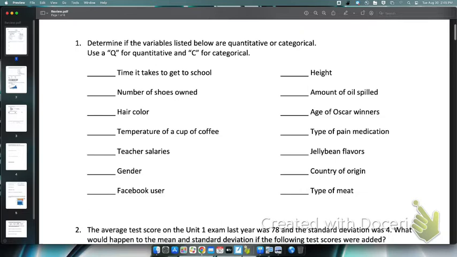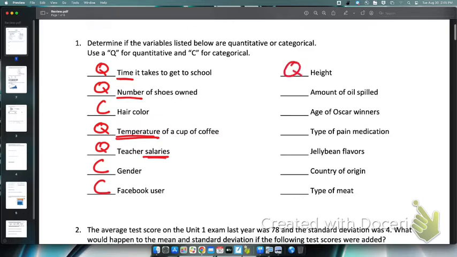All right, number one, determine if the variables are quantitative or categorical. We're going to use Q for quantitative and C for categorical. Time it takes to get to school, that is quantitative. The number of shoes owned, that is quantitative. I'm counting something. Hair color, I'm putting things into categories there. Temperature, that is a measure of something. Teachers' salaries, that is a measure of something. Gender, that is categorical. Whether or not we're a Facebook user, that is categorical.